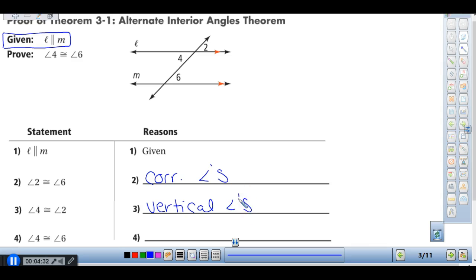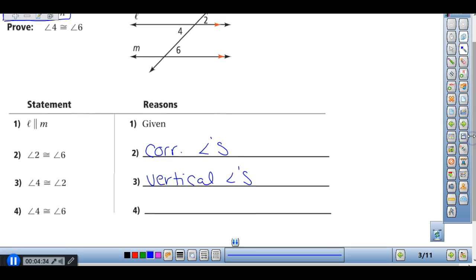All right. Now, I will give you a little clue here. Your last step, some of you in the past have put given to this, but it's not given. This is not a given. This is what you're trying to prove. So it's not a given, but 2 is congruent to 6, and 2 is congruent to 4. So what do we call that when we get rid of the middleman?